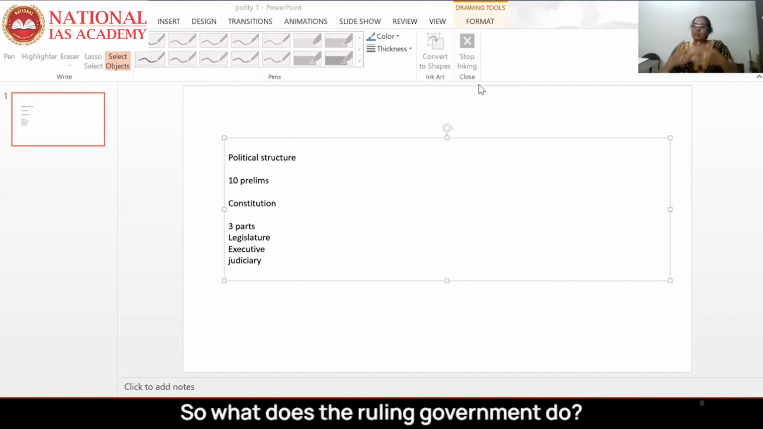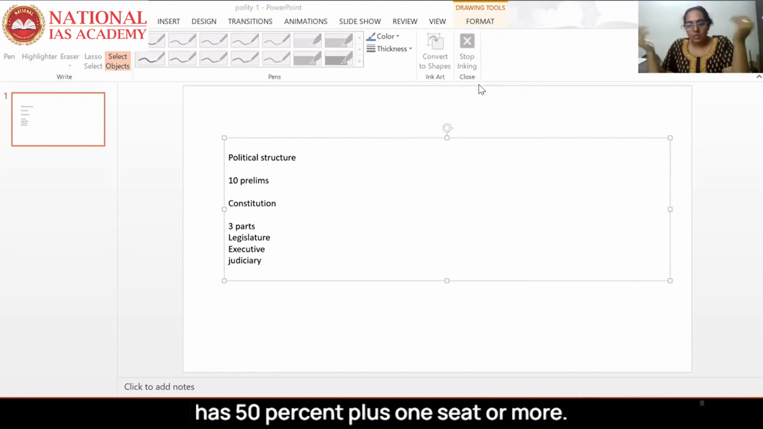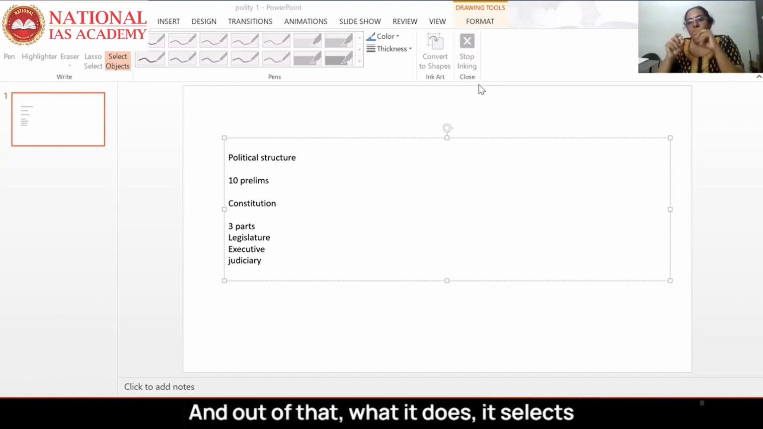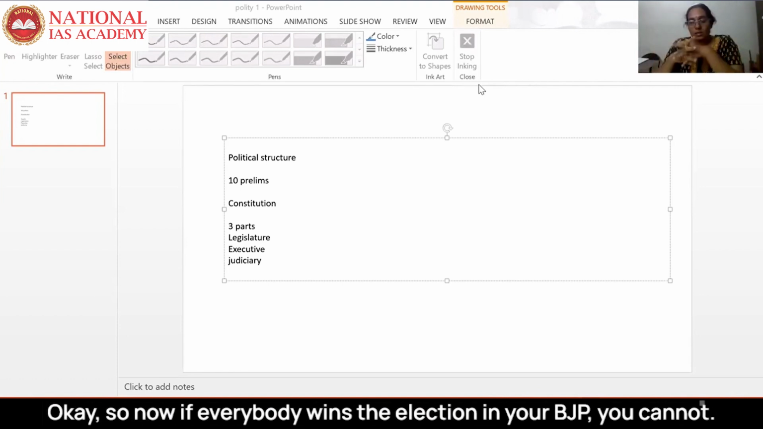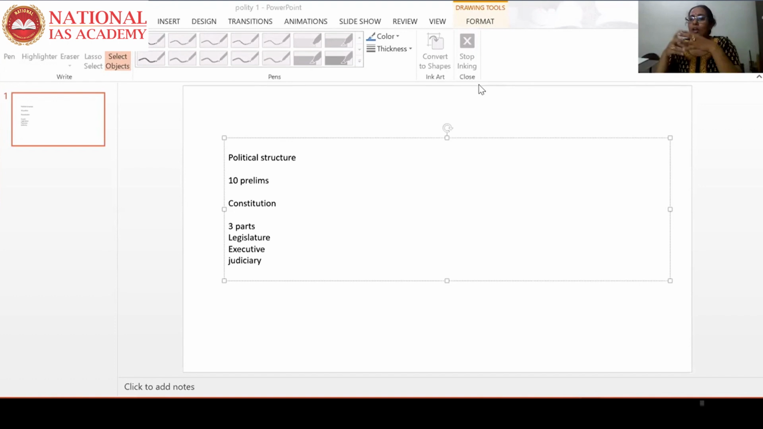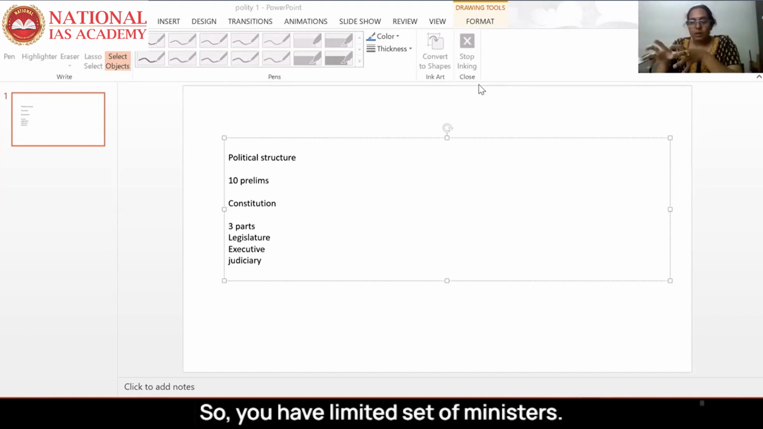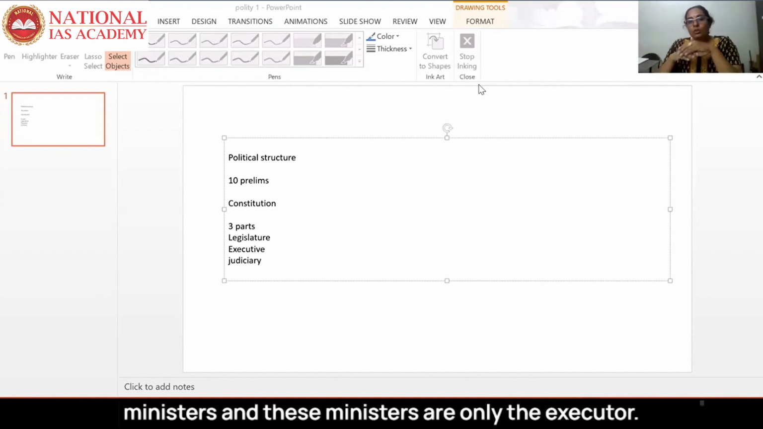Okay. So what does the ruling government do? The ruling government has 50% plus one seat or more. So it has a majority of members in the parliament. And out of that, it selects a few people and makes them ministers. Now if everybody wins the election in your BJP, you cannot expect 300 plus people to become ministers. So you have a limited set of ministers. So a few people from the party will be made ministers, and these ministers are only the executive.